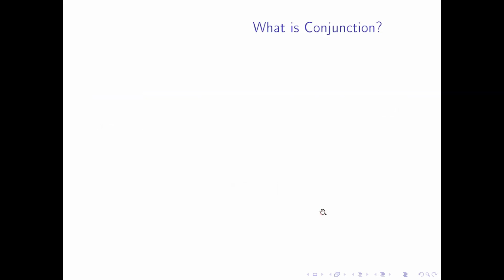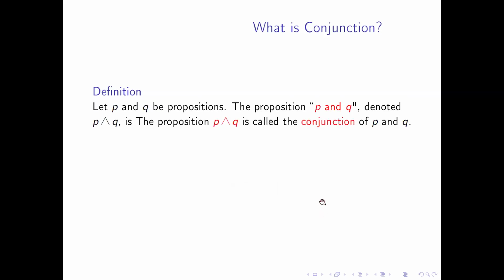Now let's talk about conjunction. A conjunction is where we get the word essentially and. So we now have two propositions, P and Q. The proposition P and Q, notice we denote this with this almost like upside down V or a wedge, mountain, whatever term you want to use, that's what we use for it. The proposition is called the conjunction. So this is a new statement.